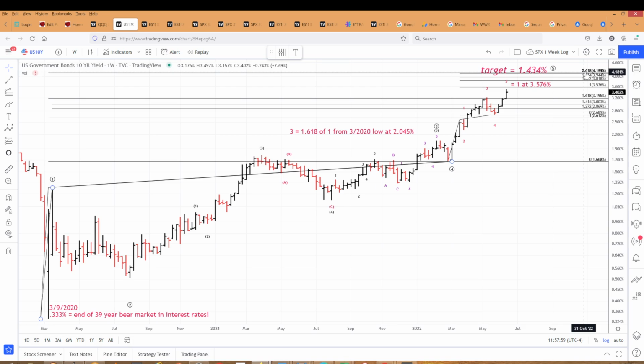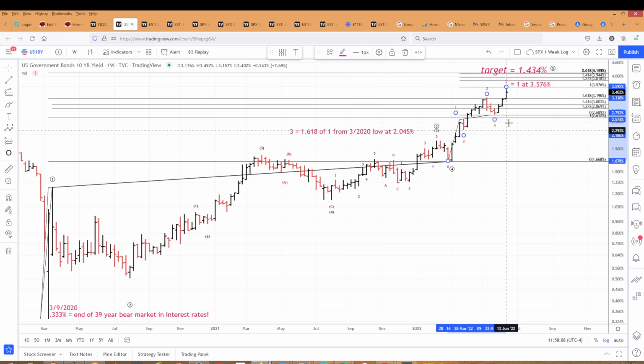You can see a 1, 2, and that's off a little bit. That one should be over here. 1, 2, 3, 4, 5 equals 1 on the smaller degree of trend at 3.576, but we have a couple of them at 1.434%. Once this 5 waves up is complete, it will retrace Fibonacci. We'll wait till it's complete.